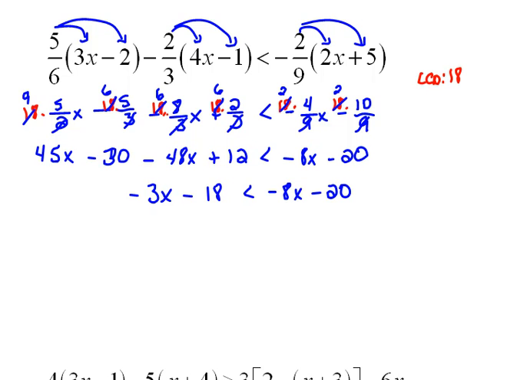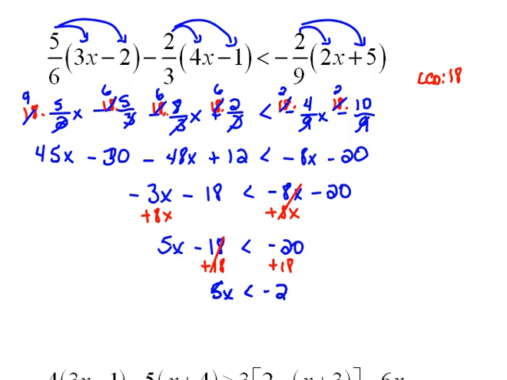Now we can begin to move things using the addition properties. So if I move this negative 8x over to the left, I'm going to have to do the opposite, which would be to add 8x. So now we have 5x minus 18 is less than negative 20. And if I move the 18 over, I'd have to add 18 to both sides. So now we have 5x is less than negative 2.